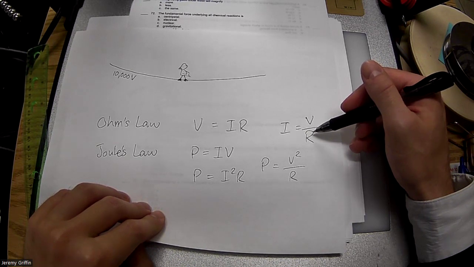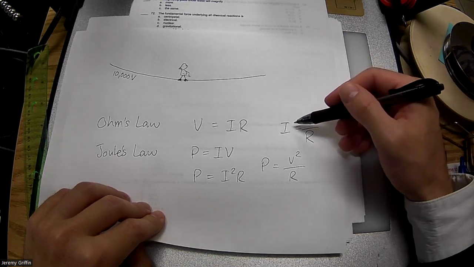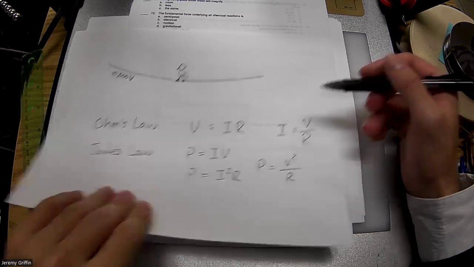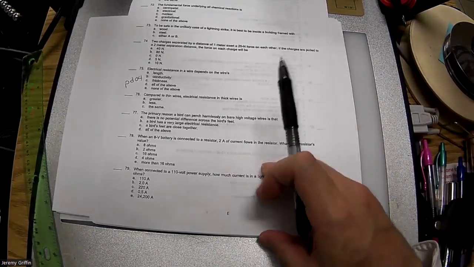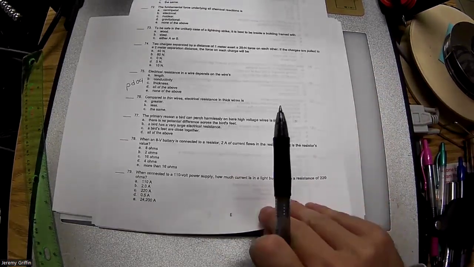110 over 220. Is that 0.5? Yeah, there you go. 0.5 amps. That's it. Okay, so you guys can apply Ohm's law, right? Ohm's law.